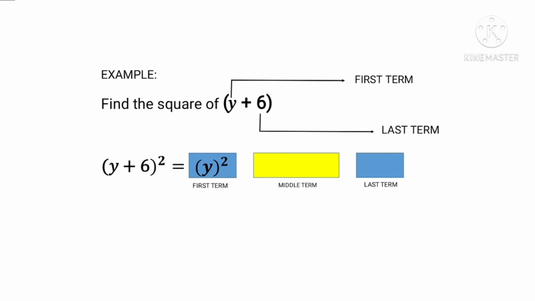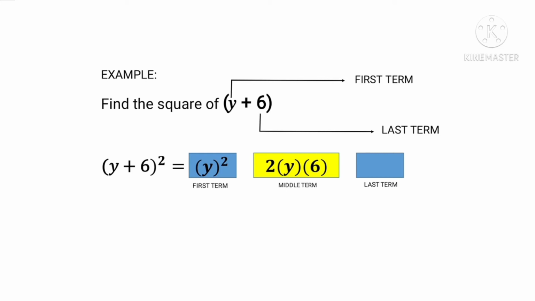Sunod, ano ang magiging sagot natin sa middle term? Ang magiging sagot natin sa middle term ay, di ba, ang gagawin natin, i-multiply natin yung first term, yung y, and yung last term na 6. Then, imumultiply natin ulit ito sa 2 or it is twice the product of the first term and the last term of the given binomial. So, ito yon. So, we have 2 times the quantity of y times the quantity of 6.